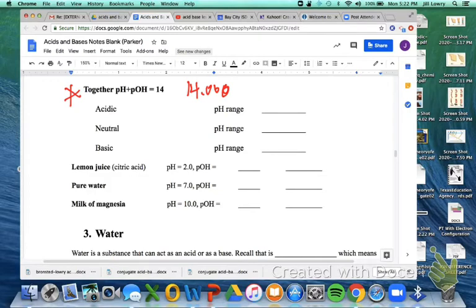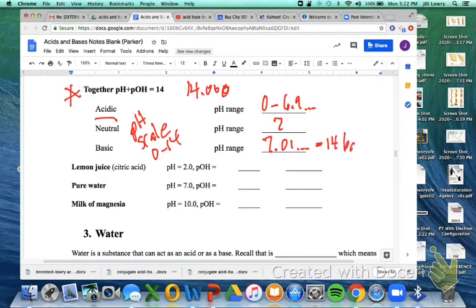So remember, your pH scale goes from 0 to 14. If I have anything that's anywhere from 0 to 6.999, then we're going to say it's acidic. pH right at 7 would be neutral. And pH of anything that's 7.01, anything just right over 7 up to 14, is going to be basic.